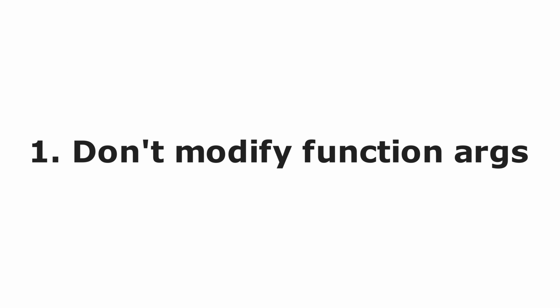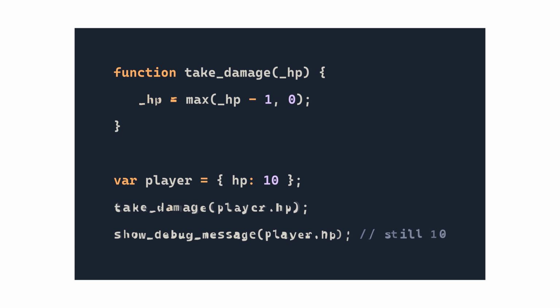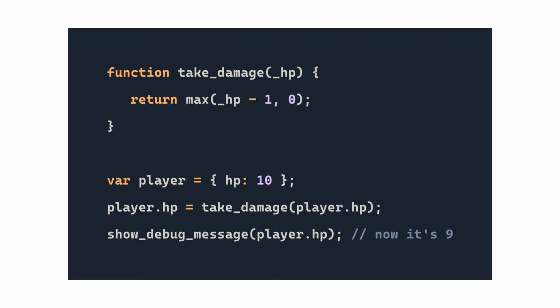First, don't modify your function arguments unless you have to. Can your function return a value instead of modifying? With a function like this, you do not need to consider if the argument is a value copy or a reference. Treat the argument as immutable. Here we are returning the value from take_damage and then resetting the player HP to the return value from the call to take_damage.